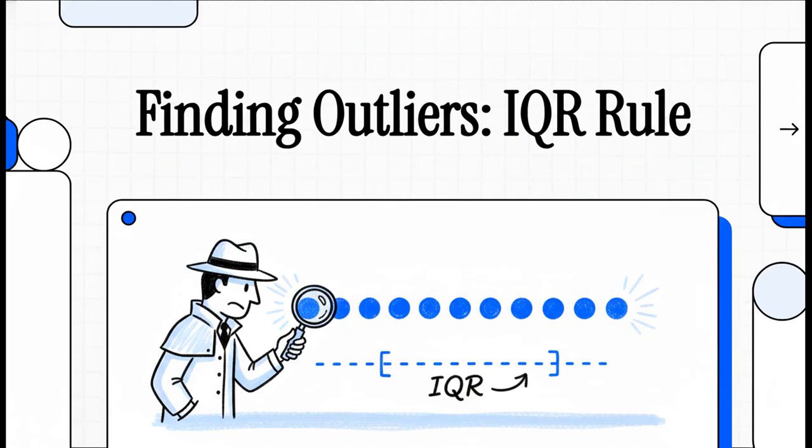All right, let's dive in. Today, we're putting on our detective hats and becoming data investigators. Our mission? To find those numbers in a dataset that just don't belong, the odd ones out. And we're going to use a really cool tool to hunt them down.